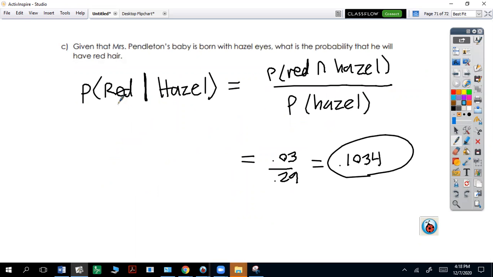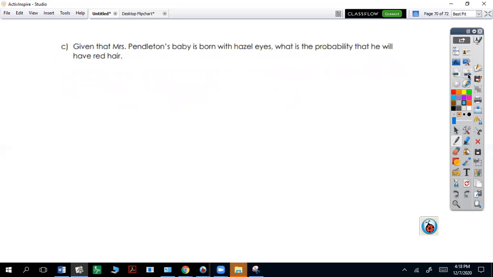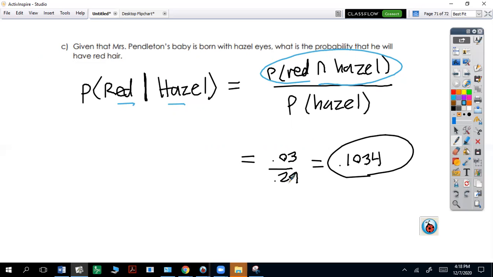Red hair given hazel is red hair and hazel over all the hazels. So if you go back to our diagram here, red hair and hazel is 0.03. We put that over all the ones we circled. 0.03 divided by 0.29 gives you 0.1034. So given that we already know Mrs. Pendleton's baby is going to have hazel eyes, the probability he's going to have red hair is about 10.34%.